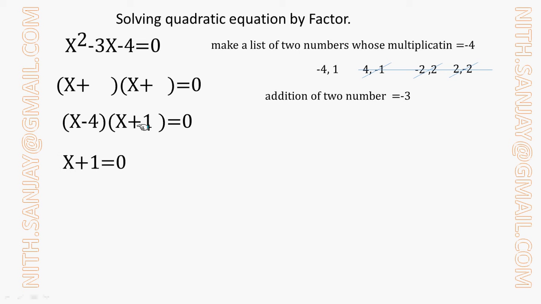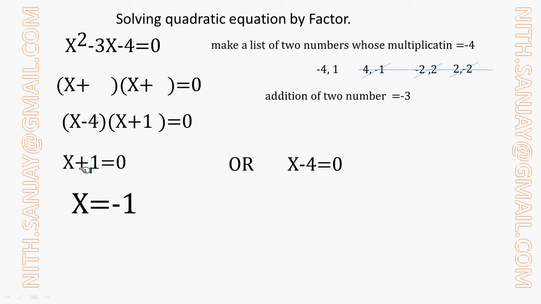Now I will equate x plus 1 equal to 0, because to satisfy this equation one of them has to be equal to 0 or both of them have to be equal to 0. So to find the solution of this quadratic equation, I will equate x plus 1 is equal to 0 or x minus 4 is equal to 0.